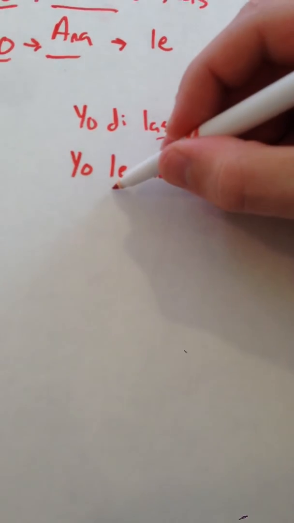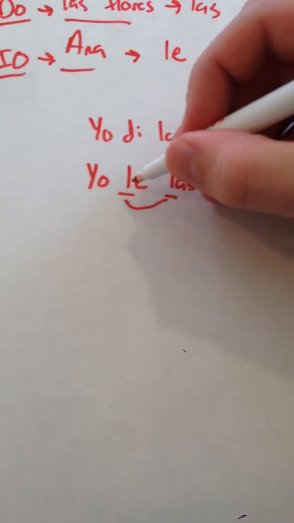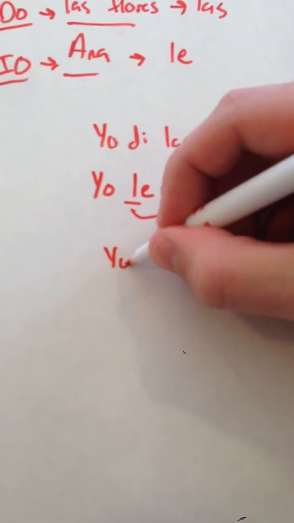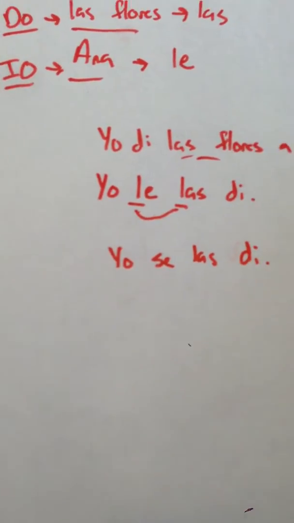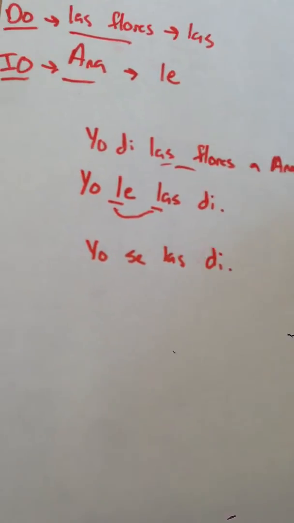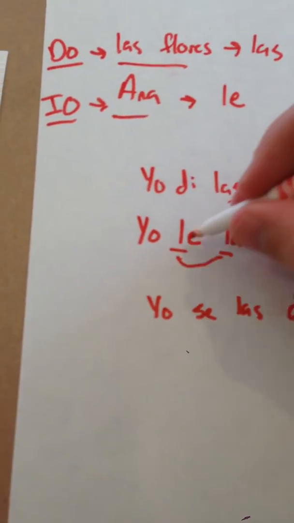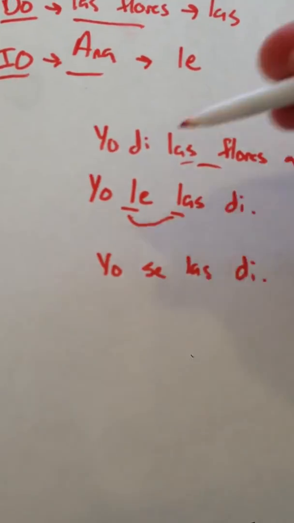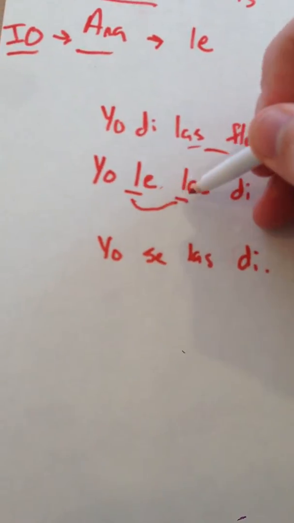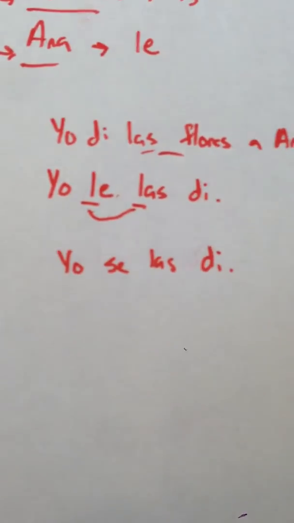But this is a special scenario because when you have two object pronouns that start with L, the L of the indirect object pronoun changes to an S. Yo se las di. If it had been I give the flowers to you, and this had been a te, then it would stay yo te las di. But because both of the object pronouns start with an L, we convert the first L to an S, and you have yo se las di.